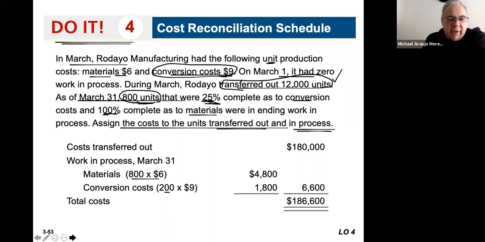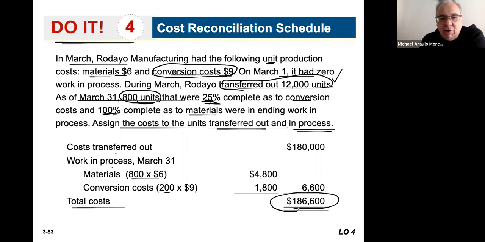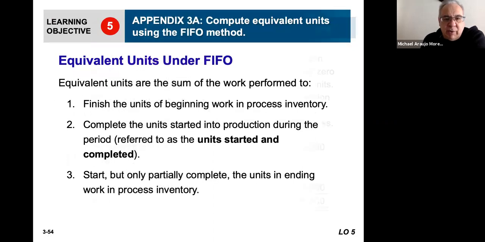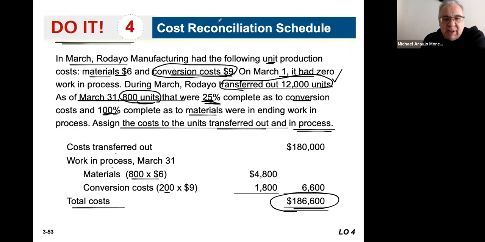And so when you look at the actual total of those that have been transferred out plus those that are still in process, the total cost that this company incurred in March is $186,000. Okay. And we're not doing that piece. So this is where it ends for chapter 3. I think I'm already in my head on chapter 4. But any questions? We good?